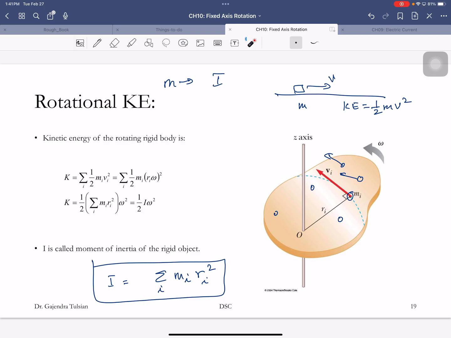Did you guys understand that? Okay. Okay, so the moment of inertia depends on how the mass is distributed about the axis of rotation. Okay.